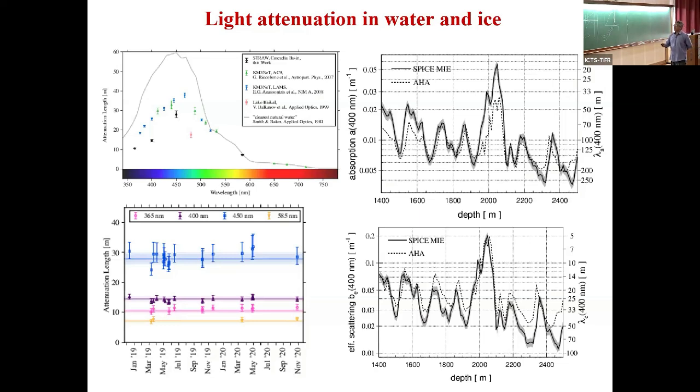I will not go into the light attenuation here. When we have a big detector like Kamiokande and others, this is the light attenuation in pure water, and the attenuation length is very large.